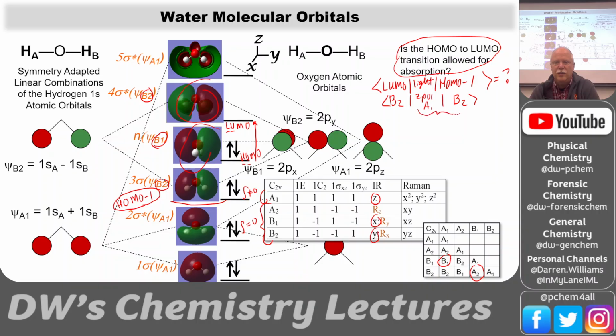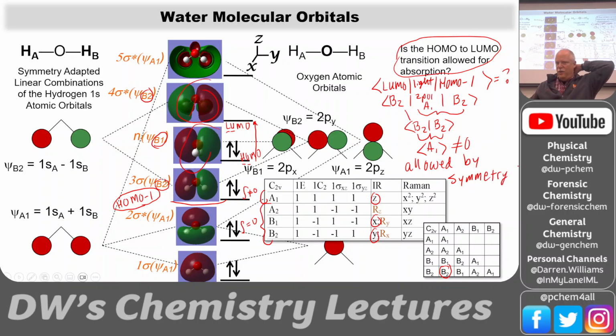So anything times A1 is itself. So A1 times B2 gives B2. We can see that down here. Notice A1, A2, B1, B2. So A1 times B2 is B2. And then we bring this B2 down. And then we have anything times itself is A1. Hooray, top row. So we say not equal to 0, allowed by symmetry. So that's how we do the selection rules with the molecular orbital diagram.